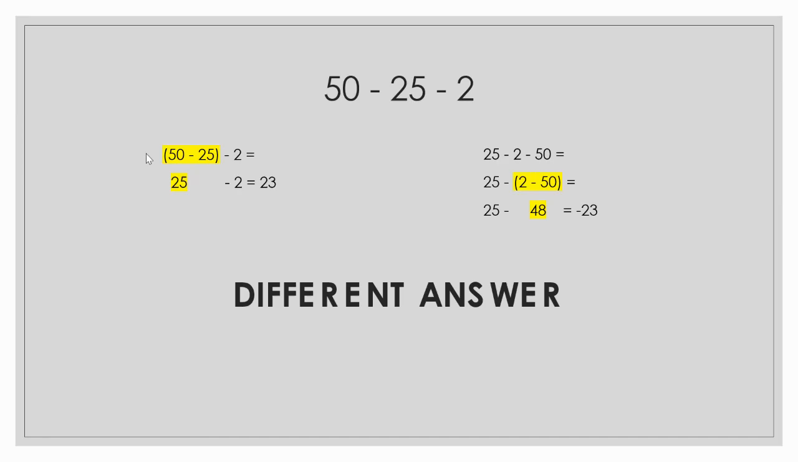For example, if we take the equation 50 minus 25 minus 2, 50 minus 25 is 25, minus 2 is 23. If we rearrange the order and the equation becomes 25 minus 2 minus 50, 2 minus 50 is negative 48, and 25 minus 48 is negative 23. Despite using the same rules as before, we get different answers because the signs are now subtraction. Hence, associativity does not work when it is subtraction.